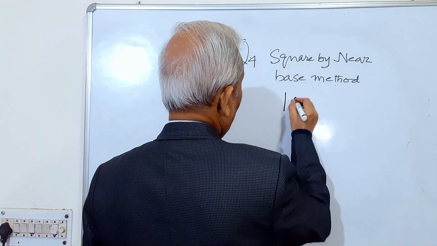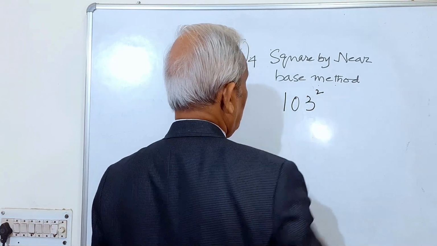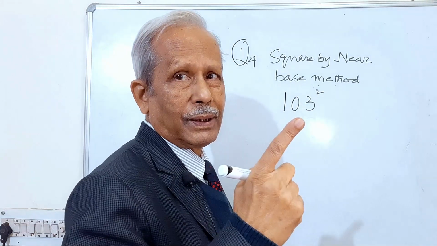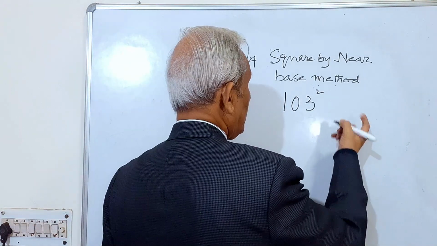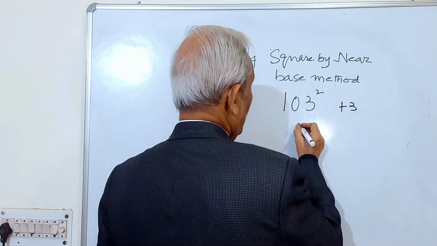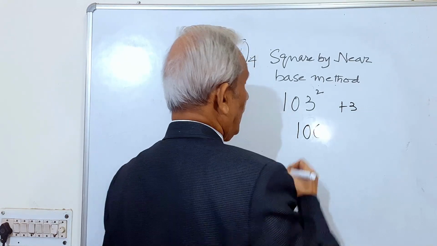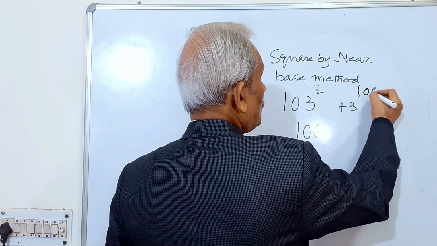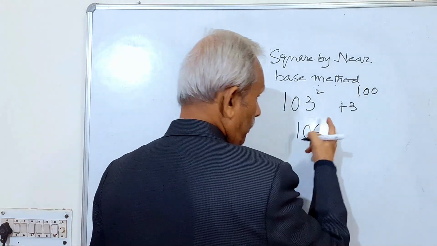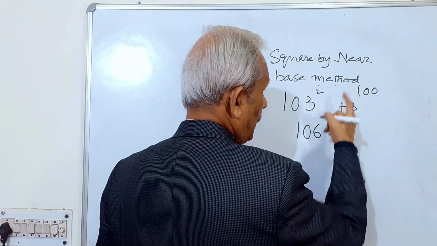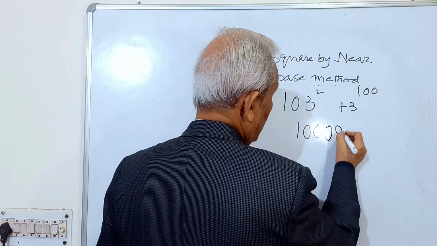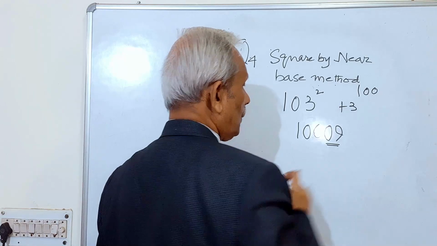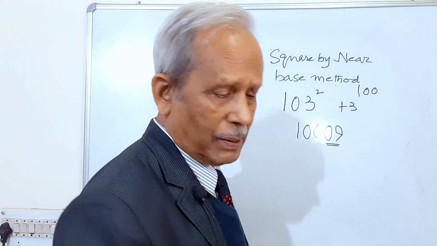And the next question, 103 square. Here the base is 100 and it is above base, the difference is plus 3. Since it is plus 3, we will add it once again. It will make it 106. And 3 square is 9. In the base there are 2 zeros, so we have to make it 2 digits. We'll put a 0 here and 9 here. That will make 2 digits, because in the base there are 2 zeros. So 10609 is the answer. Right? Quite simple.